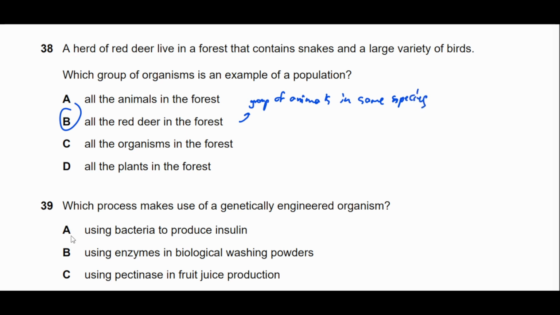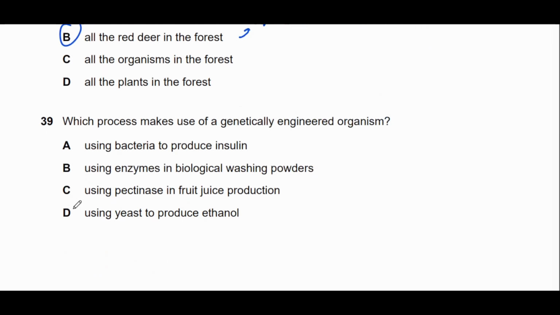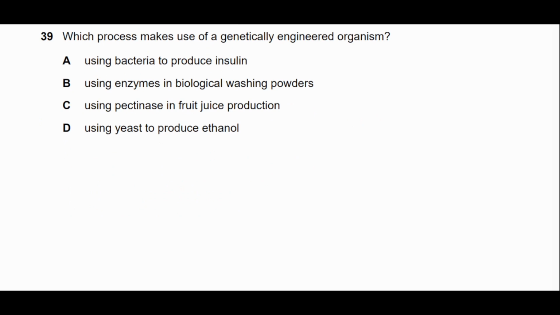Okay. 39. Which process makes use of a genetically engineered organism? A. Using bacteria to produce insulin. This is correct, because insulin is a human hormone. It's not produced by bacteria originally. So if you use bacteria to produce insulin, you're using a genetically engineered organism. Okay.